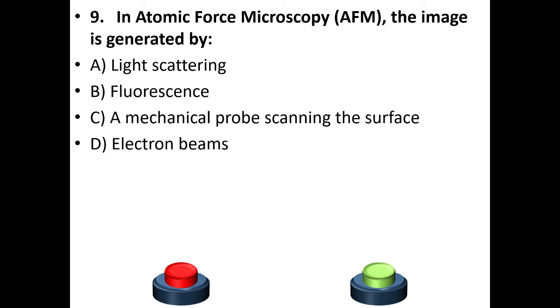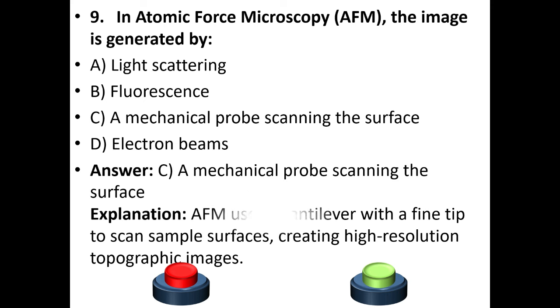Ninth question. In AFM, atomic force microscopy, the image is generated by light scattering, fluorescence, a mechanical probe scanning the surface, electron beams. The answer is C, a mechanical probe scanning the surface. Explanation: AFM uses a cantilever with a fine tip to scan sample surfaces, creating high-resolution topographic images.